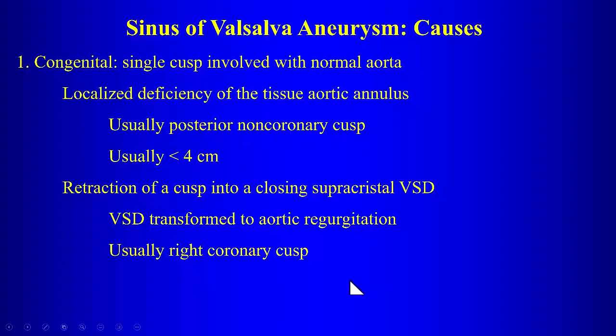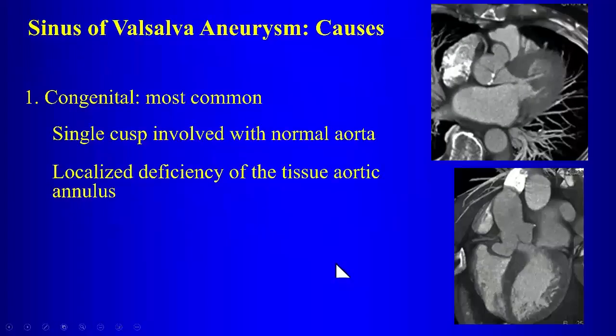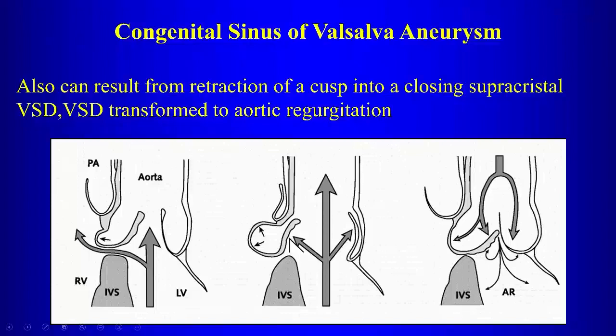So the ventricular septal defects can result in prolapse of the sinus of Valsalva downward, and that can actually close the VSD, but can also result in regurgitation, aortic valvular regurgitation. So the most common cause of sinus Valsalva aneurysm is congenital from localized deficiency. There's an example there where it involves the right sinus.